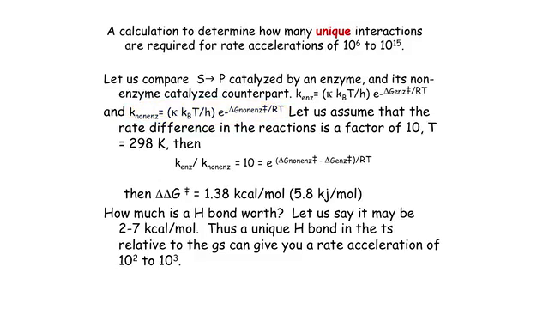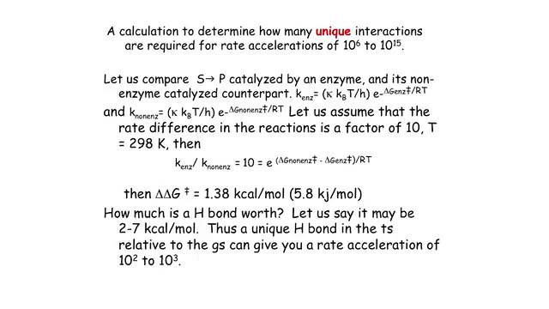So if we assume, for example, that the rate difference between an enzymatic and a non-enzymatic reaction is a factor of 10, and assuming that all of these terms are the same in the enzymatic and the non-enzymatic reaction, you can calculate a delta G dagger of 1.38 kilocalories per mole. For those of you who are modern, this is 5.8 kilojoules per mole. Sorry, I'm really old, so I still think in kilocalories per mole. But one hydrogen bond, compared to no hydrogen bond, is worth 2 to 7 kilocalories per mole. So a factor of 10 is 1.4 kilocalories per mole.